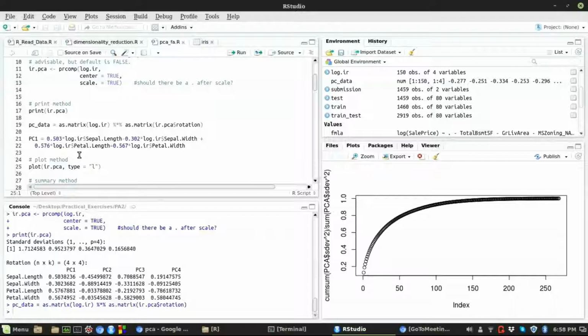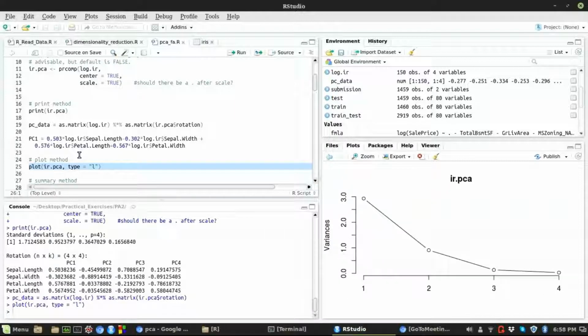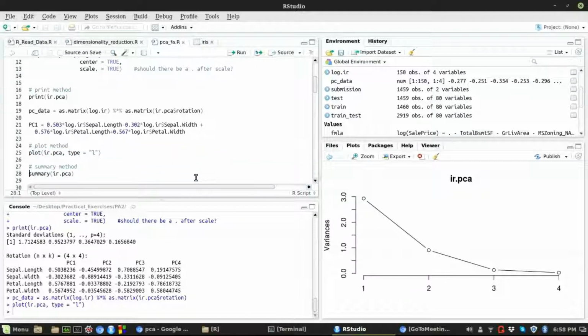You can plot. The plot function just plots the variances, of PC1, PC2, PC3, and PC4. PC1's variance, PC2's variance, and so on. Notice the variance of the last ones almost drops down to 0. If you keep the first two principal components, it's going to keep almost the entire variance in the data.